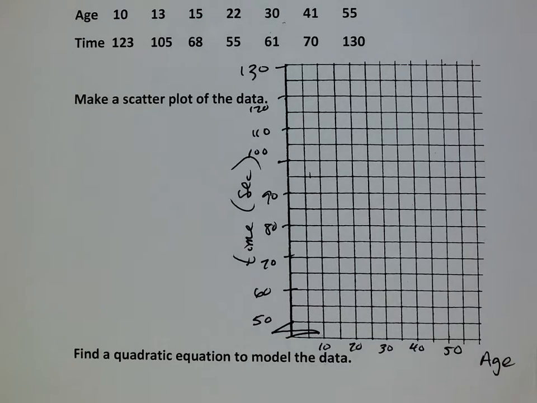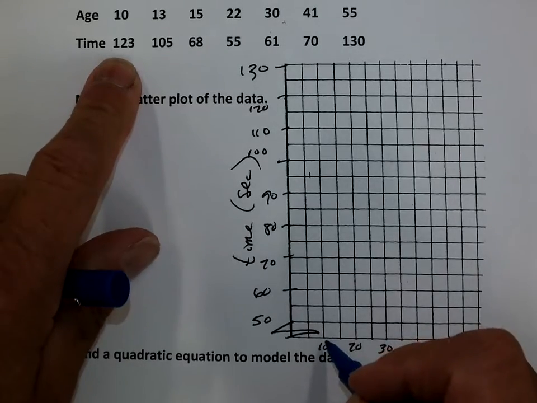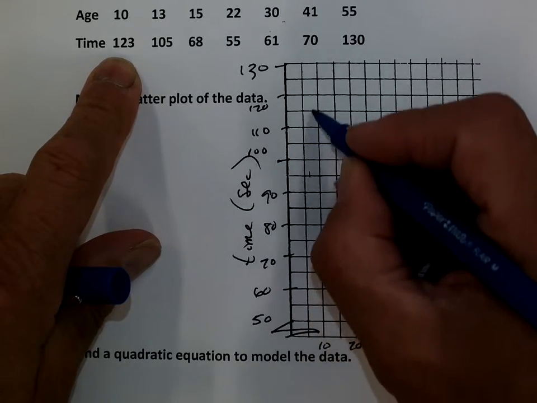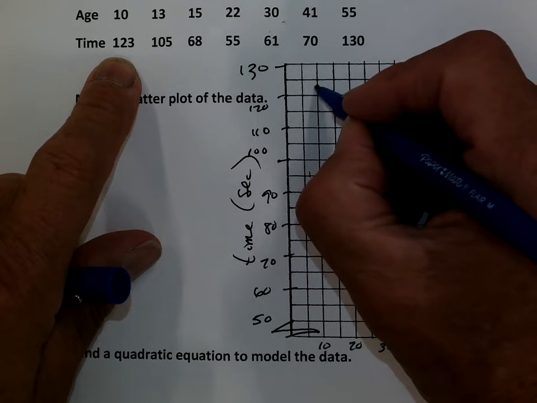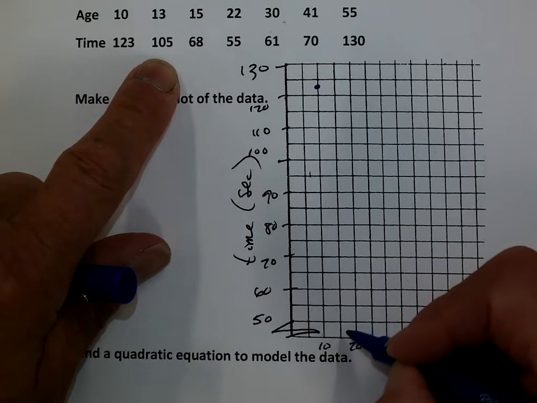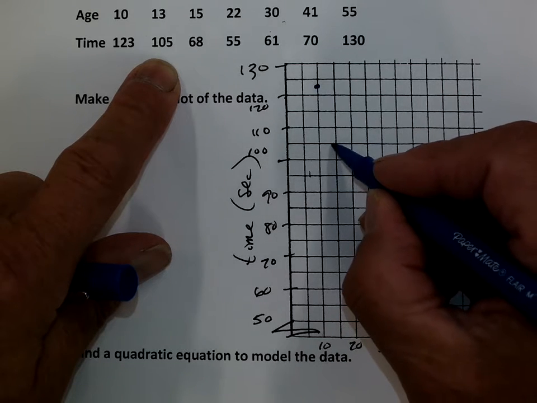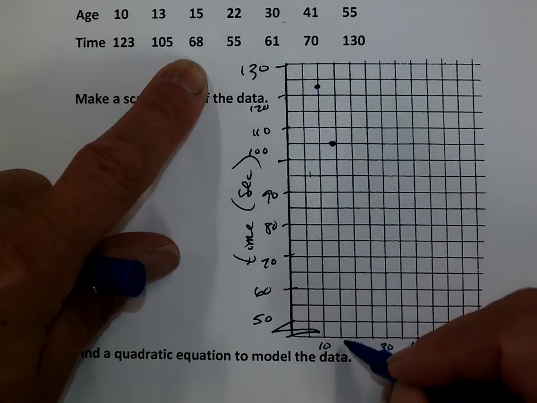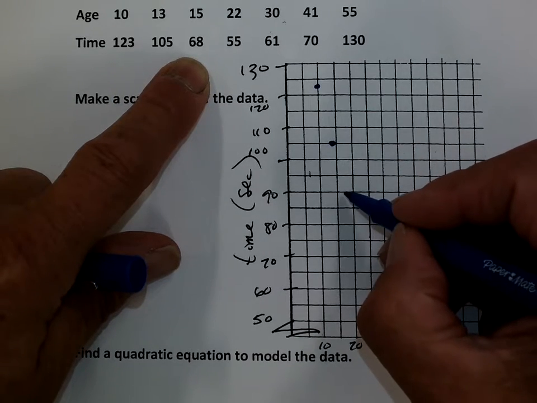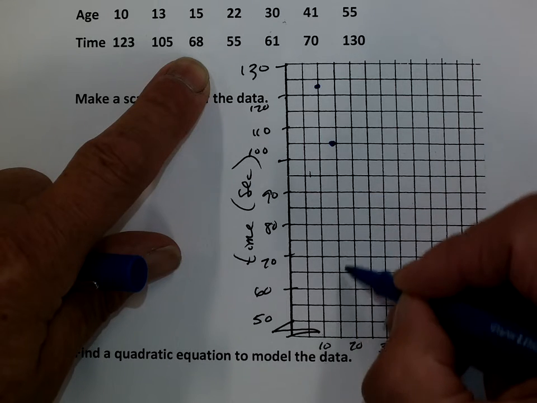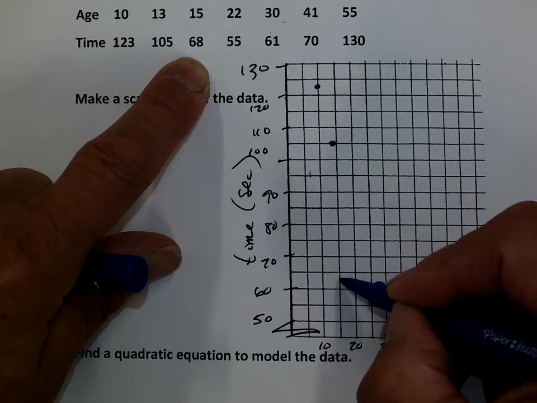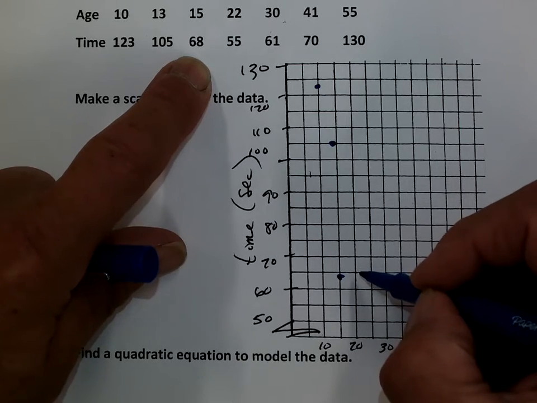Now I'm going to graph these points. I'm just going to do a rough scatter plot. It doesn't have to be perfect. So let's see. I'm going to put in age 10, ran about 123. Age 13, guesstimate about a 105, a little bit faster because they're a little bit young, they're getting a little bit older. Age 15 runs at about a 68, a lot faster, right? You can see that, as you get older and stronger like you guys are, you go faster.